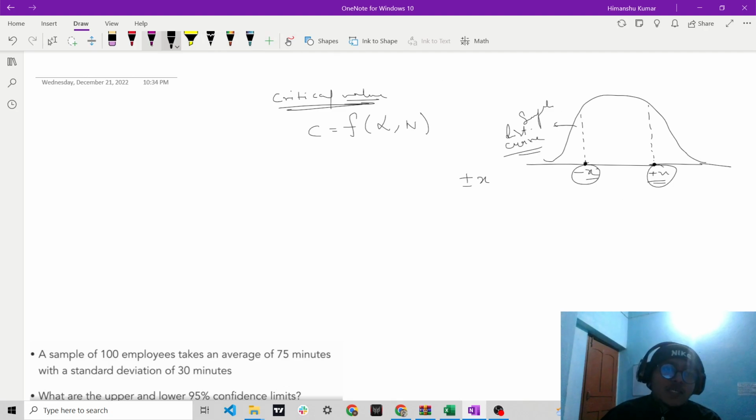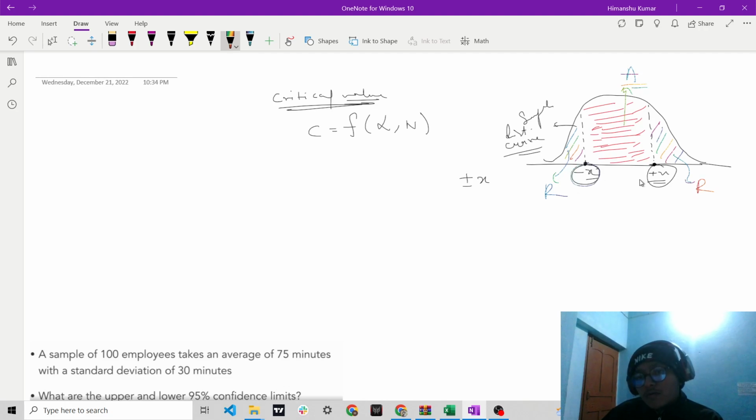So what is the acceptance area here? Whatever the value, if it comes in between minus x and plus x, it will be accepted. If it is to the left of minus x, it is rejected, and if it is to the right of plus x, it is rejected. Our target is to calculate the value of x. How are we going to calculate the value of x here?